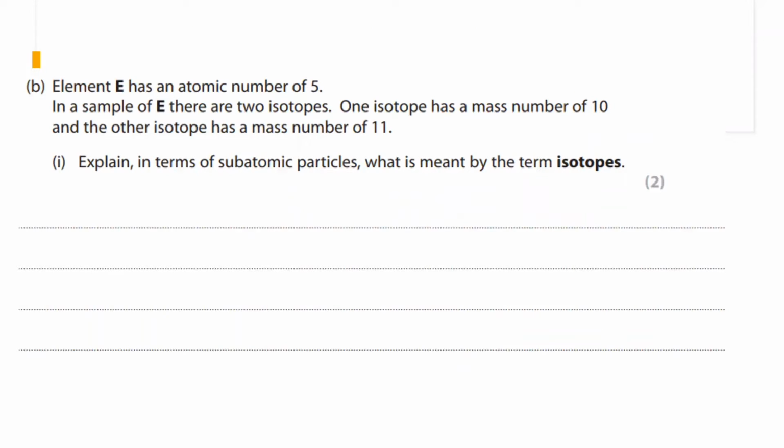Element E has an atomic number of 5. In a sample of E, there are 2 isotopes. One isotope has a mass number of 10, and the other isotope has a mass number of 11. So it's the same question again. So it popped up in a different exam, and just asked in a different way. Explain in terms of subatomic particles what is meant by the term isotope. So we've just talked about that. So we're just going to do it quickly for 2 marks.